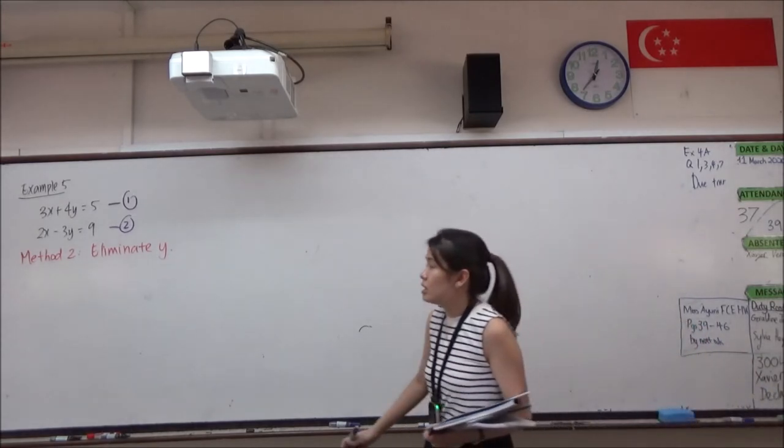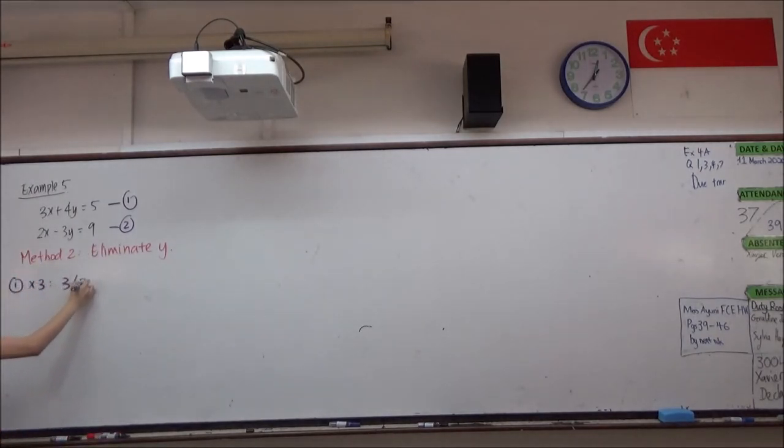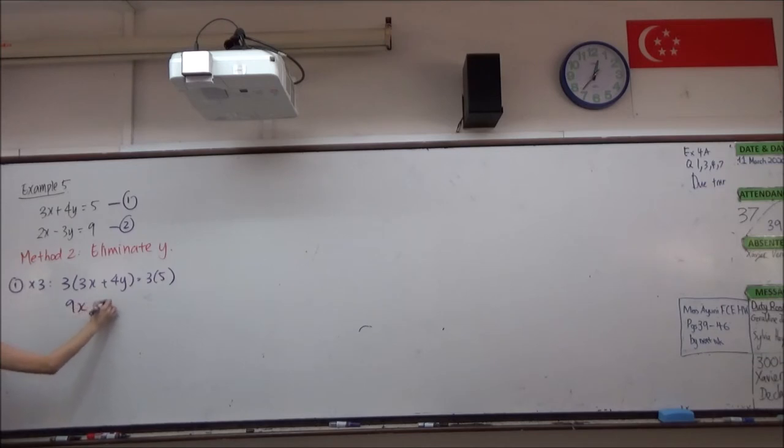Equation 1 times 3, okay? So she says equation 1 times 3, and we will be getting this, which simplifies to 9x plus 12y equals 15. Then what next? After multiplying by 3 already, what do you think will be the next thing to do? Sylvia?